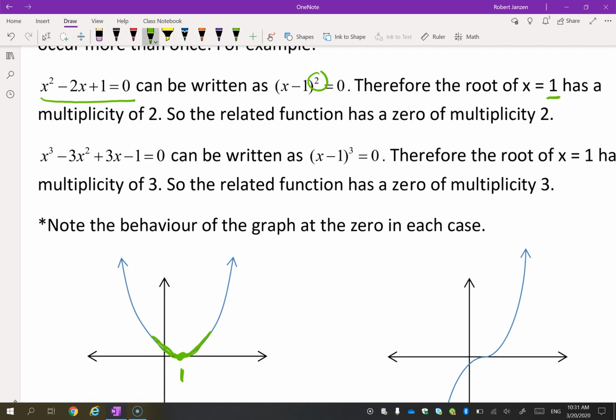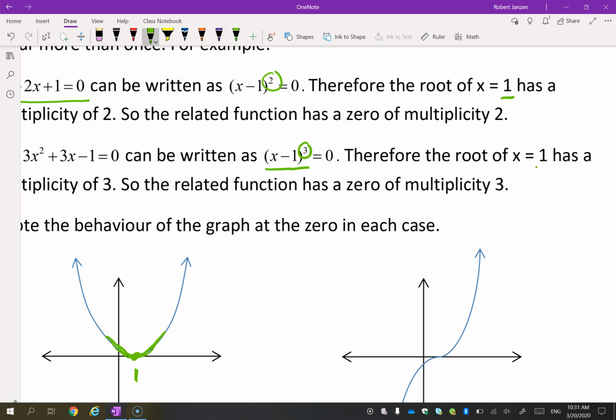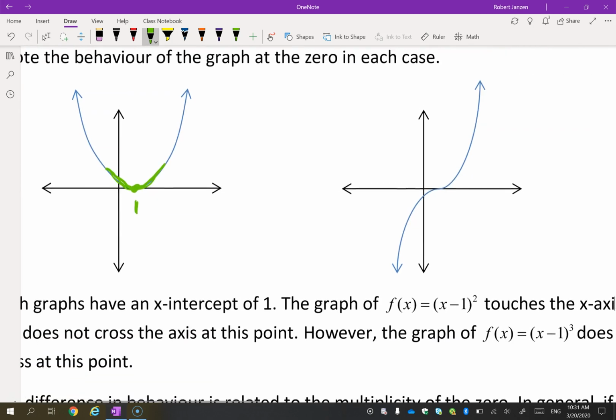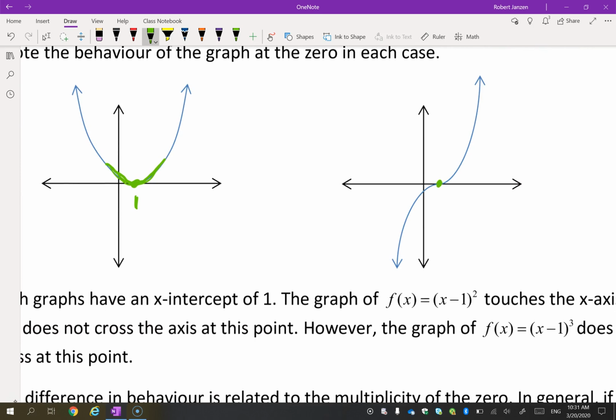What happens when we have a multiplicity that is odd? So here we have x minus 1 cubed, the cubic function. Okay, there our x-intercept of 1 has a multiplicity of 3. What happens there? Well, you can see this time it crosses, but it doesn't cross like a linear graph. It crosses with what we call a cubic wave, because the multiplicity is 3. Okay, now that's a little bit confusing.